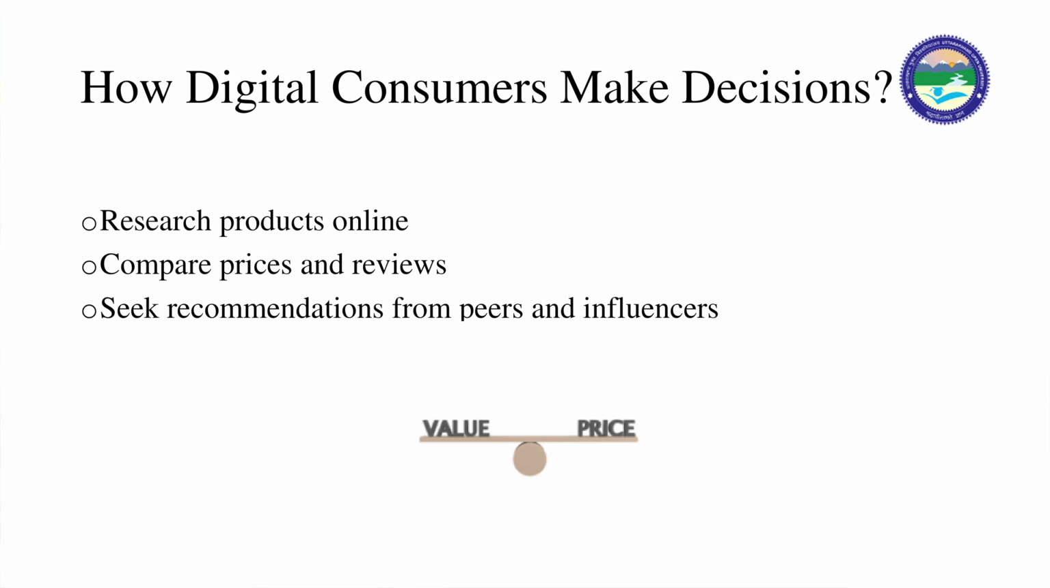Third, other than this, digital consumers seek recommendations from peers and influencers. They ask for advice from friends, family, or colleagues through social media or messaging apps. They always watch or read influencers' recommendations on platforms like Instagram, TikTok, or YouTube. During the decision-making process, the role of influencers is also very important because influencers are seen as trusted voices due to their expertise, reliability, and authority in a specific niche.